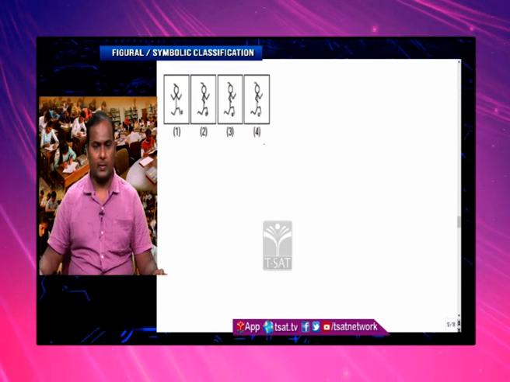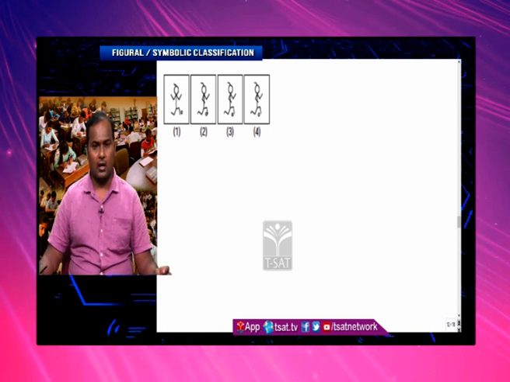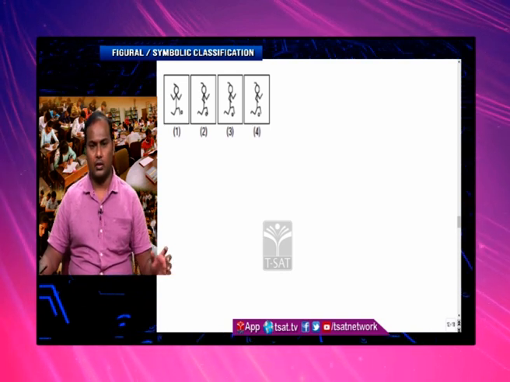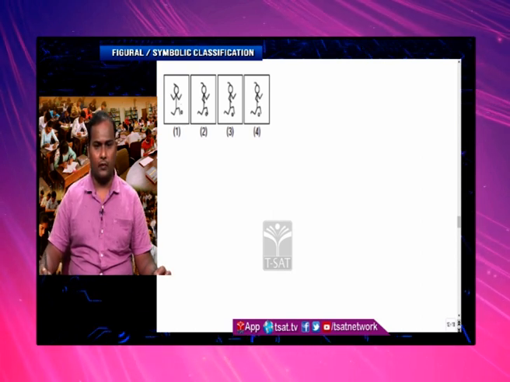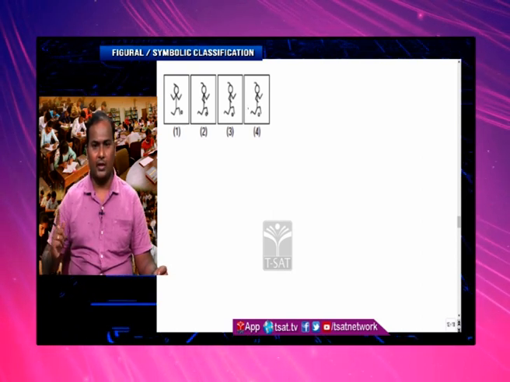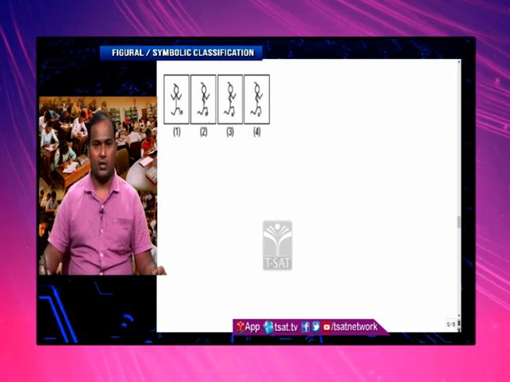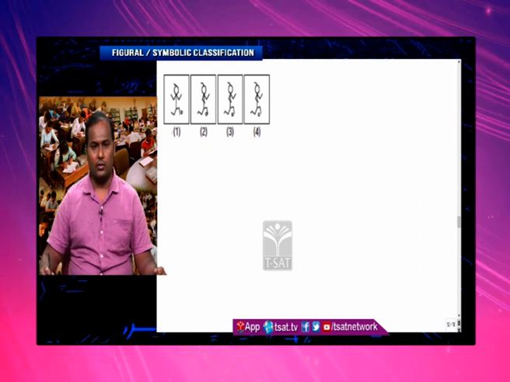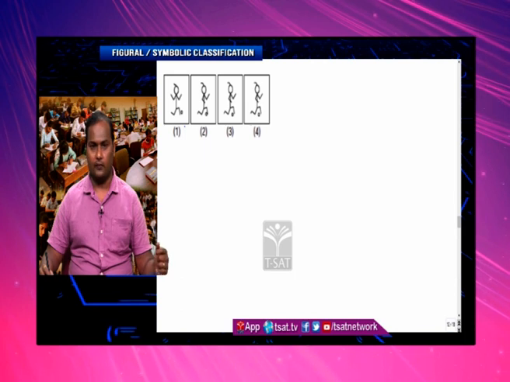See this type of question. Till now what we saw is he is giving 9 figures and trying to classify them into 3 groups. But sometimes he will give only 4 figures and you have to separate one figure, and the remaining 3 will have a common character. So in this case, you need to find out which figure is different from the remaining 3 figures.